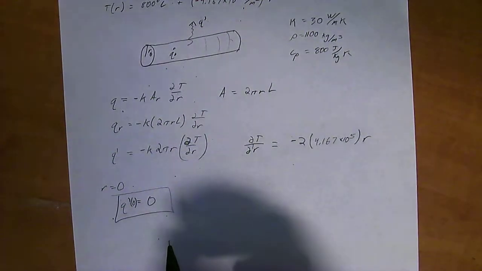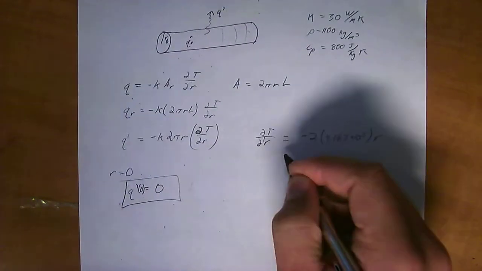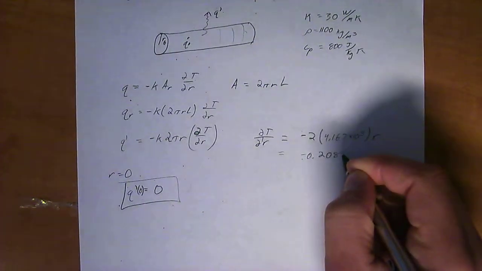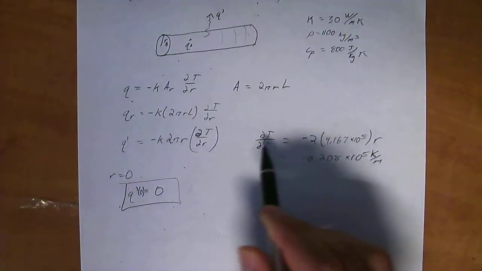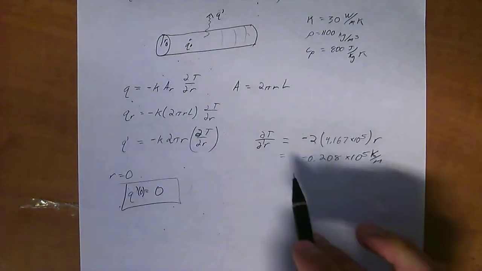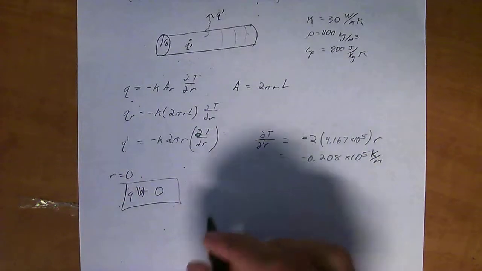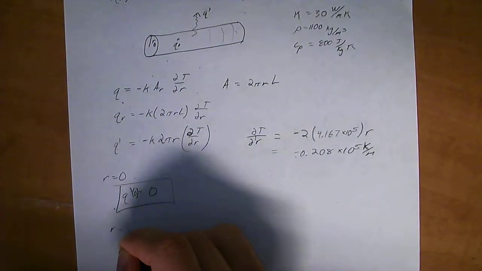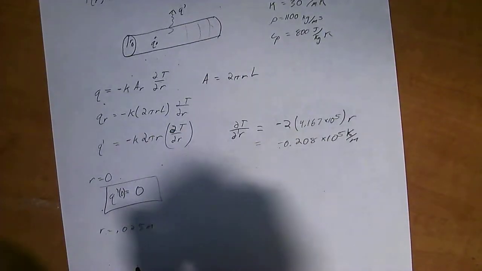But then moving on, I'm actually going to calculate this here real quick. This is going to be equal to negative 0.208 times 10 to the 5th Kelvin per meter. So that's the change in temperature as you change radius. Moving on and actually calculating at r equal to 0.025 meters, 25 millimeters.